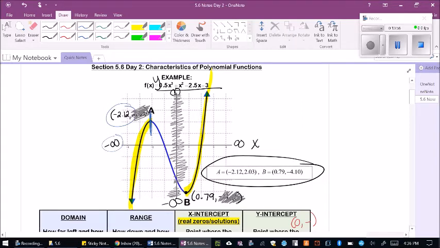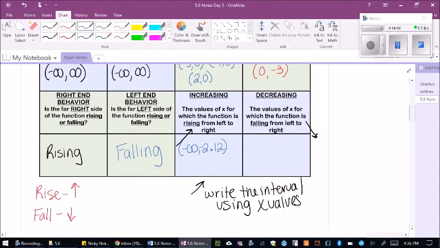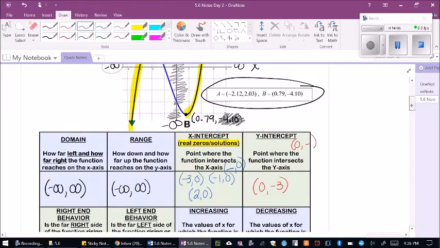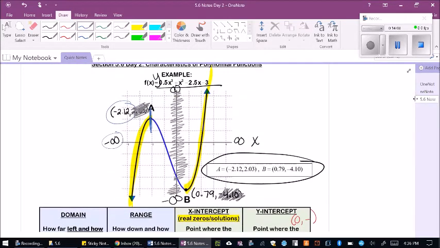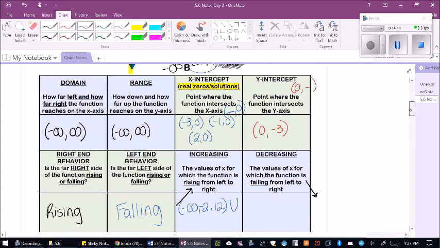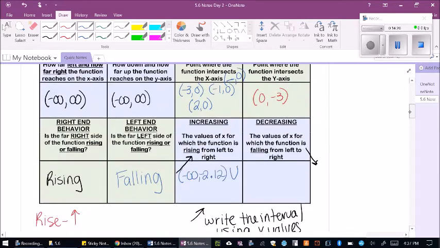Whenever I skip a piece in my graph or in my interval, I would put a U there. Like no man's land. I'm skipping that piece. I don't care about it. And then I'm going to pick back up from this B, and I'm going to keep going to the right, and that's where that infinity is. So from, I don't know what it was, 0.79 to infinity.